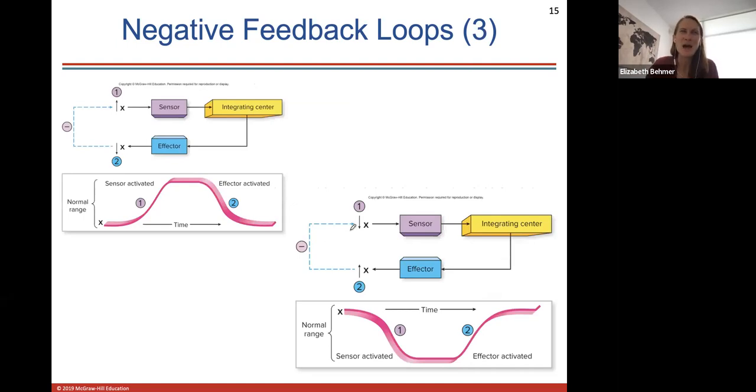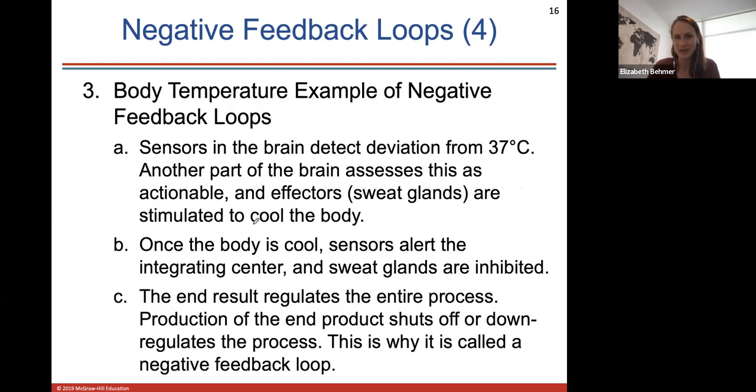Your first or second lab will go over these negative feedback loops and how maintaining homeostasis is important. You have a normal range, and if anything gets out of that normal range, a sensor will be activated, and then an effector will be activated to try to bring, let's say, temperature or pH back into normal range. Body temperature is a big example of this, so I'll take you through body temperature as an example of negative feedback.